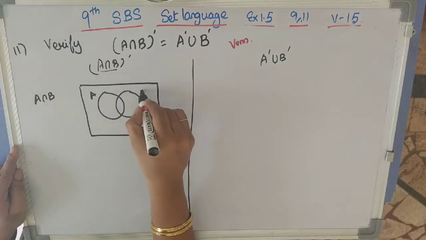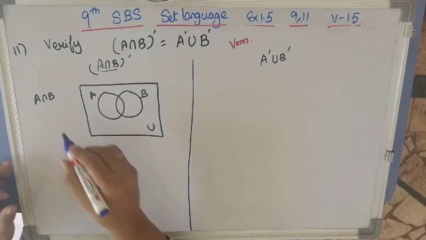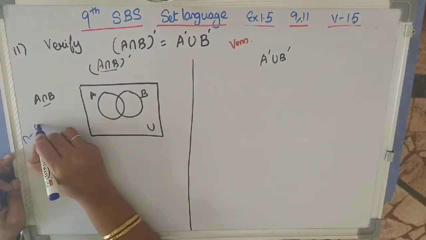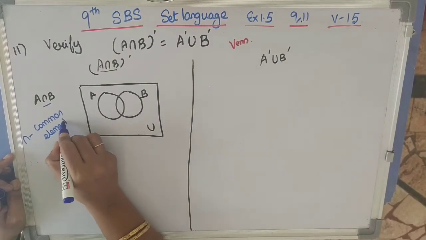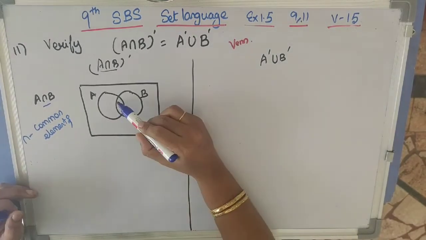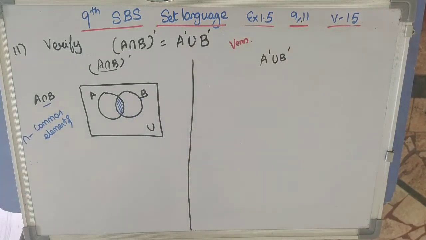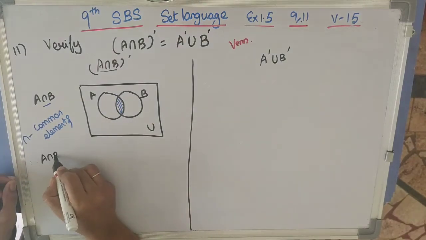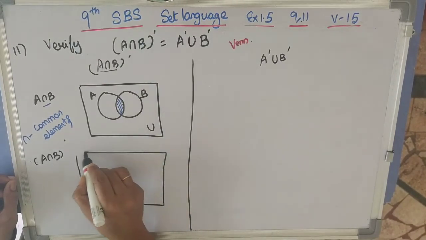Now I have drawn A, B in the universal set U. What is the meaning of intersection? Yes, intersection means common elements between two sets. Okay? Now in A and B, what is common? It is a place where both the circles intersect. Okay, now I have shaded what is A intersection B. Clear?